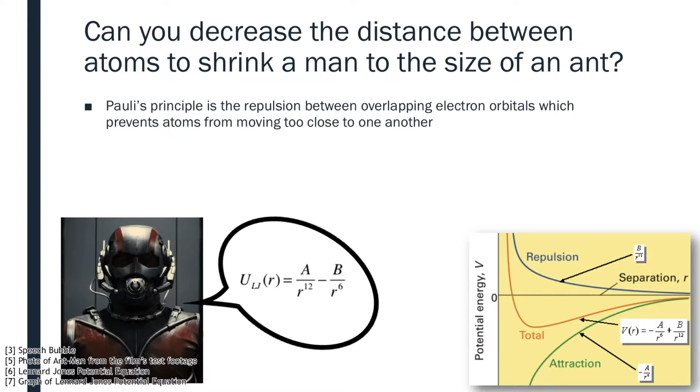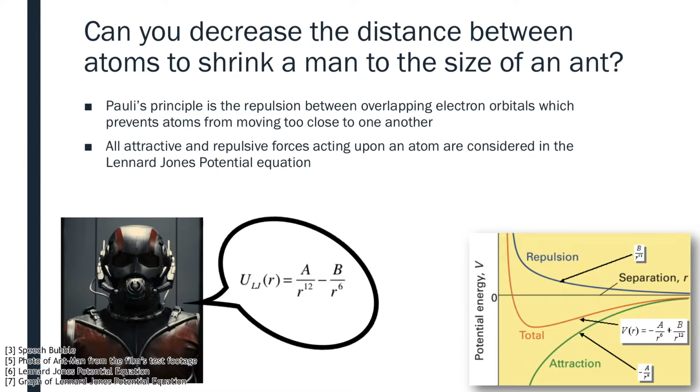At this point, you may argue that atoms are 99.999% empty space, and so decreasing the space between atoms will not have a profound effect. But at the quantum level, this idea will break down due to something known as Pauli's principle, found in the Lennard-Jones potential equation.